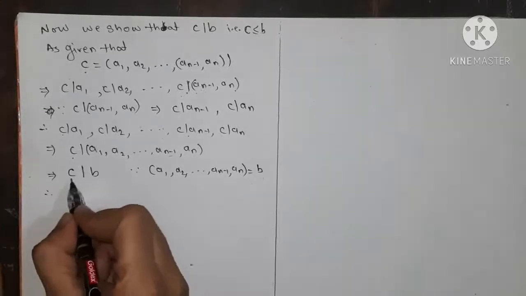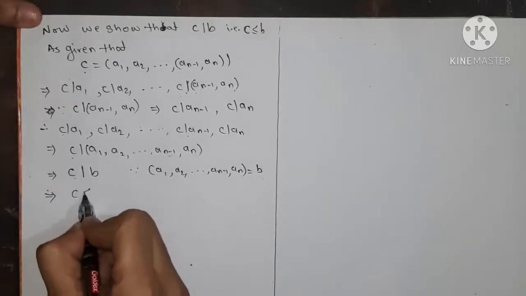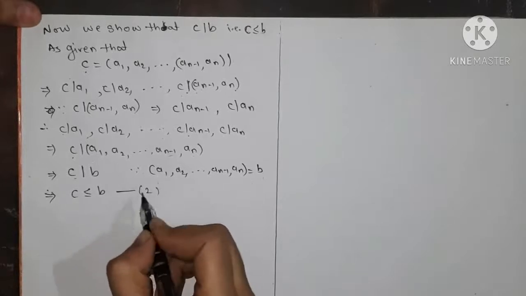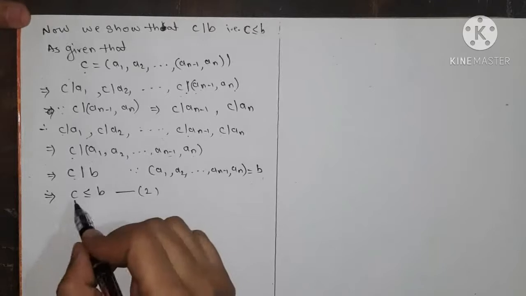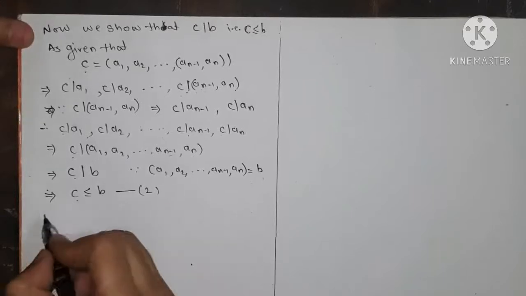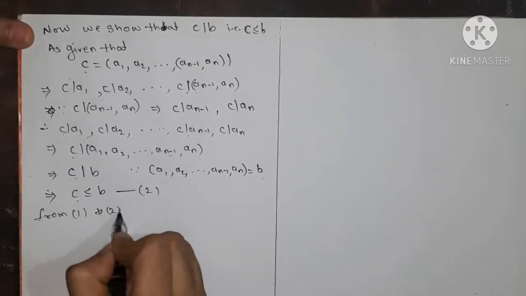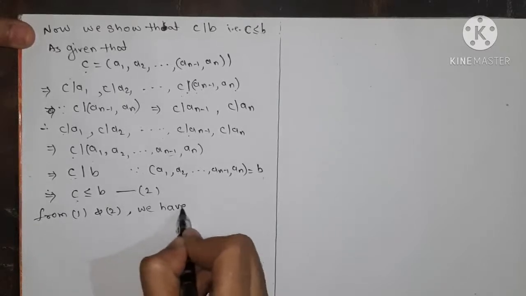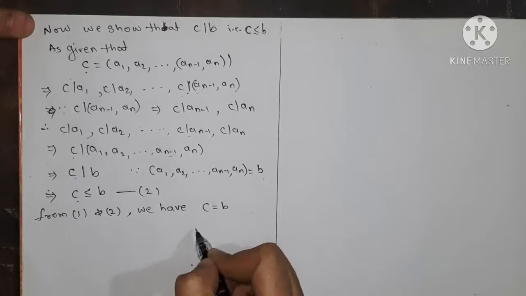Therefore, as c divides b, this implies c is less than or equal to b. So in equation 1, we see that b is less than or equal to c, and in equation 2, we see that c is less than or equal to b. So from 1 and 2, we have c equals b, or b equals c.